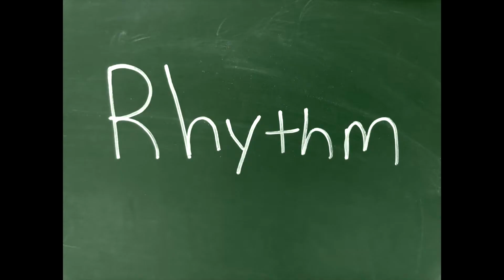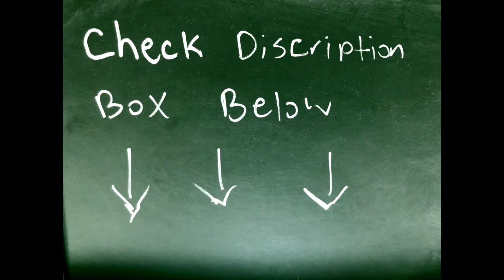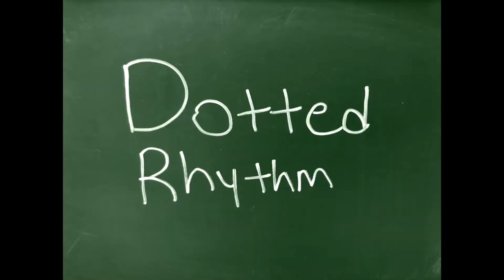Here we go. First of all, if you need some review on what rhythm is and the many other types of rhythmic values and concepts that go along with it, please feel free to check out my last video about rhythmic values and other rhythmic concepts. I'll leave the link to that video in the description below. For now, we are going on to a concept that is called the dotted rhythm.